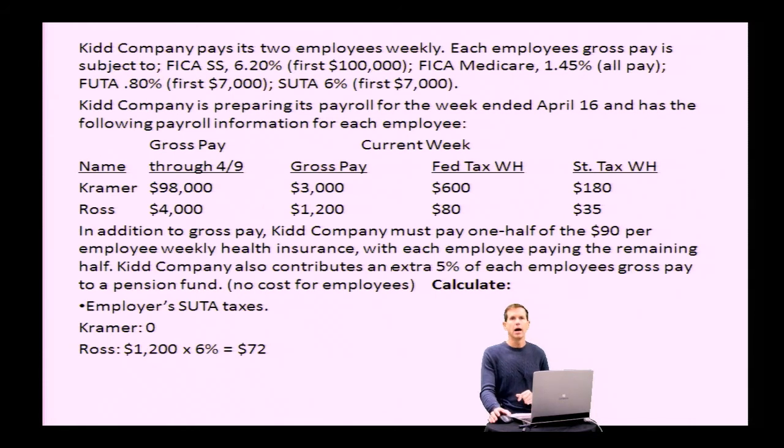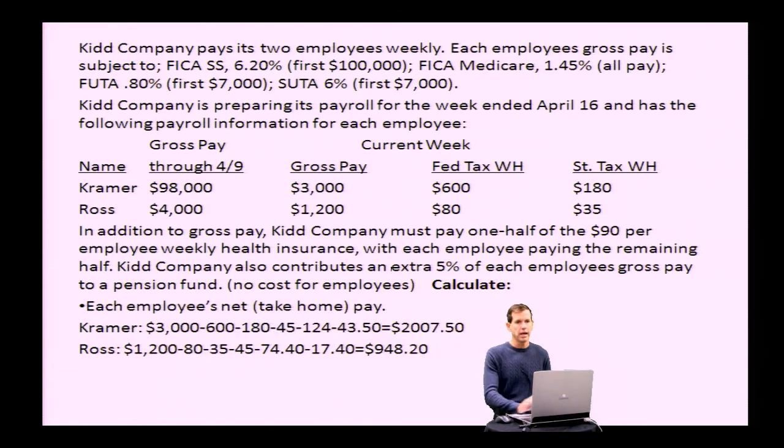All right, next, let's calculate each employee's net pay. We're all interested in our net pay, aren't we? And so let's take Kramer, let's deduct out all of his employee deductions and come up with his net pay. And this is what we get. You see Kramer's pay was $3,000 there, minus the $600. What was the $600? That was federal income tax, wasn't it? And then minus the $180 there, and that is state income tax.